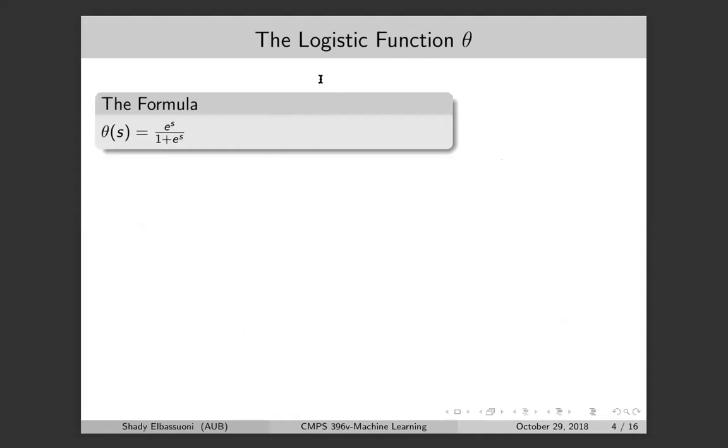Okay. So here's the formula for logistic regression. The theta function, the nonlinearity that we pass the signal through, is e to the power of s over 1 plus e to the power of s, where s is again the signal. Yeah, let's see how it looks.